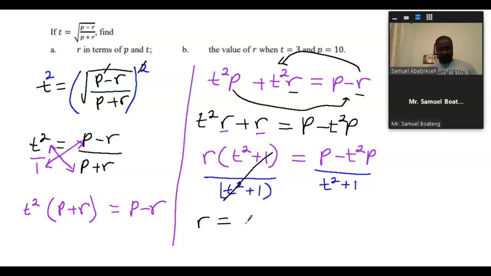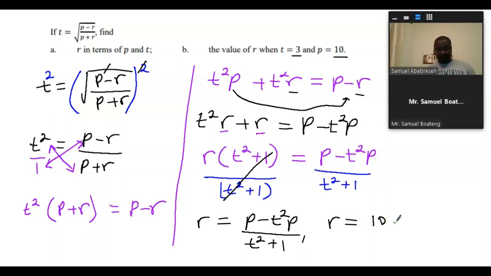R will be equal to P minus T squared P over T squared plus 1. Good. Now, the second part of the question states that we have to find the value of R when T is equal to 3 and P is equal to 10. This is about substitution. So wherever you see P, you replace it by 10. Wherever you see T, you replace it by 3.